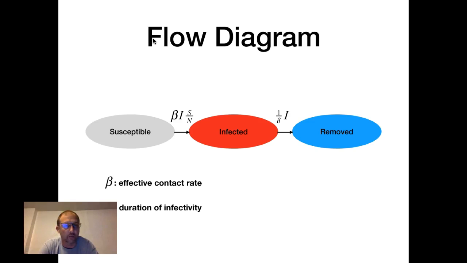So that's a proportion. Infected people either have people coming in from the susceptible group or going out to the removed group. People coming into the infected come at the same rate that they were leaving the susceptible group, which makes sense. And then the people leaving the infected group leave at a rate of 1 over delta times I.